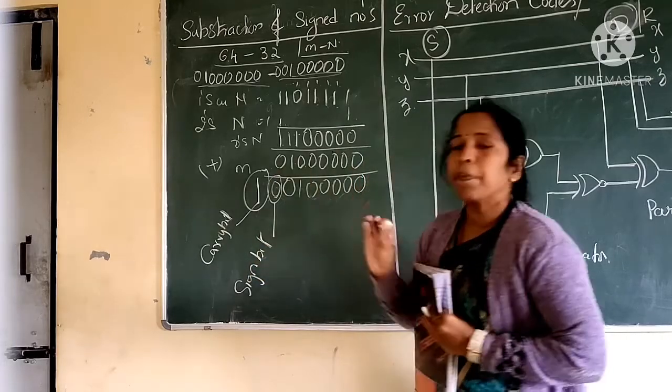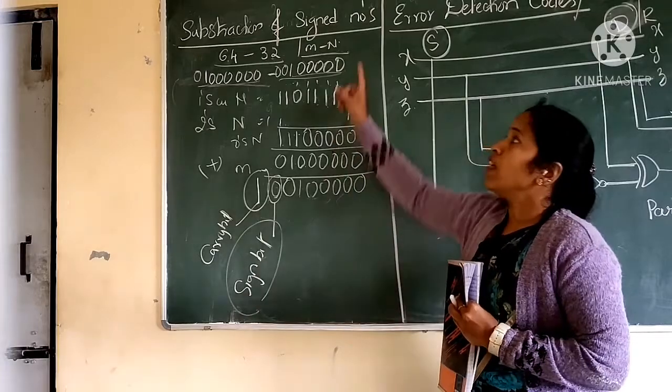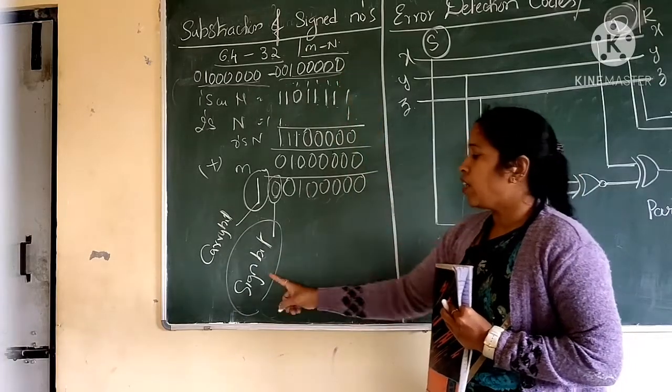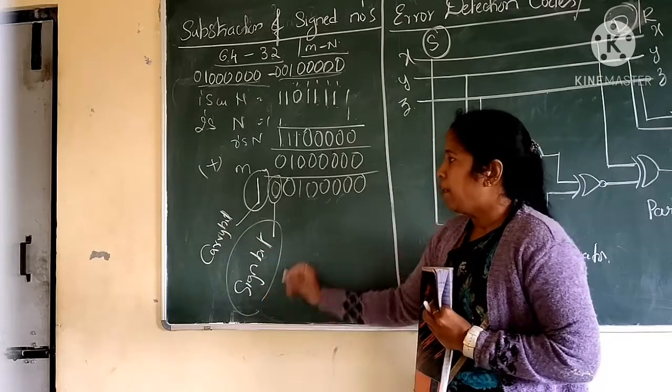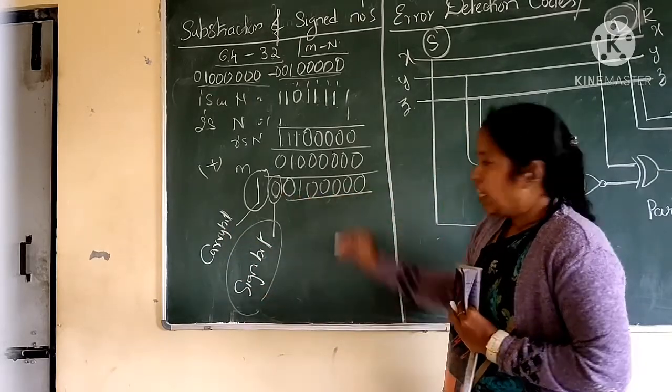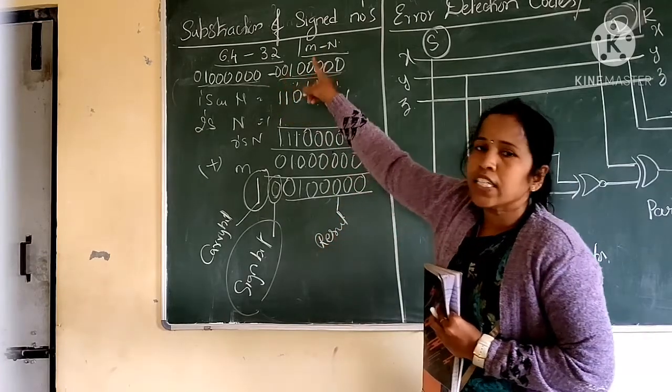This is the difference. In the previous case we did not include this sign bit, but in case of subtraction of signed numbers you have to consider the sign bit. The first one is the carry bit, the second one is the sign bit. Next, whatever you are getting is the result, the result of 64 minus 32.